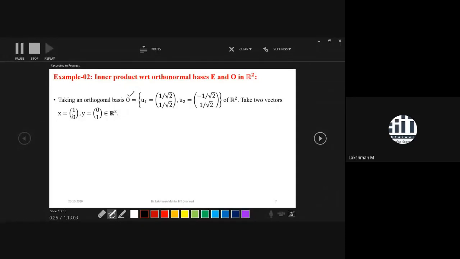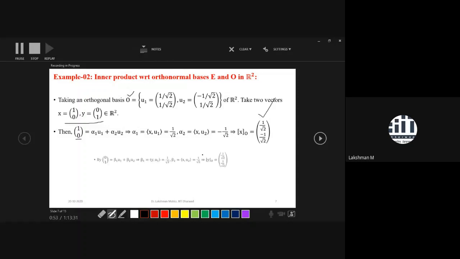Now the vectors are changed. We are taking (1, 0) and (0, 1). What is the dot product between (1, 0) and (0, 1)? It would be 0 with respect to the standard basis. But if you want to calculate the inner product of x and y with respect to the orthonormal basis O, the coordinate of (1, 0) is 1 by root 2, 1 by root 2. So you get the coordinates of x and y with respect to basis O.